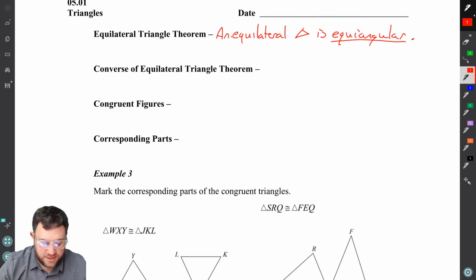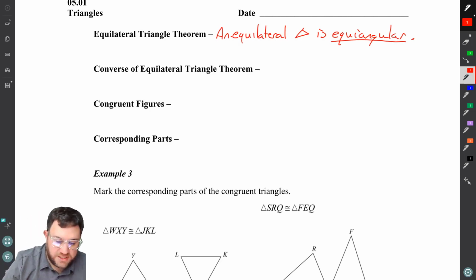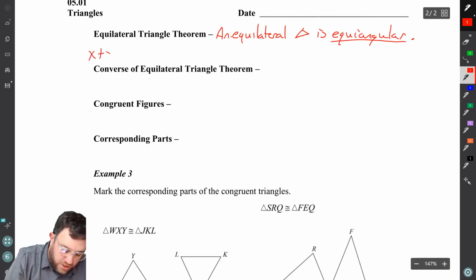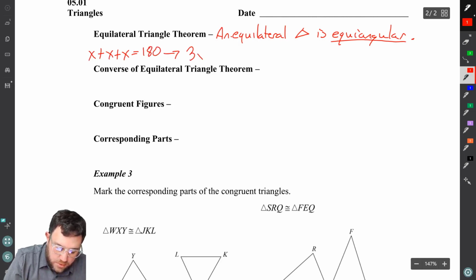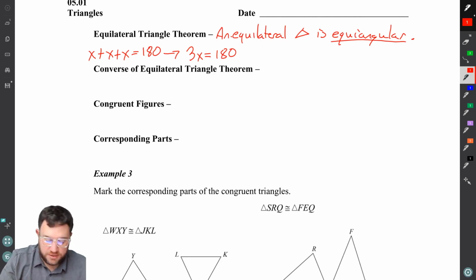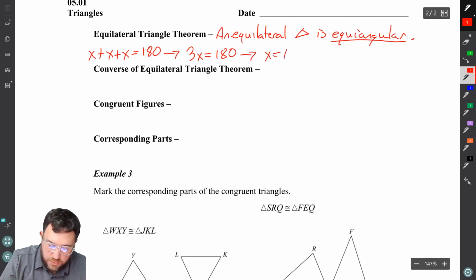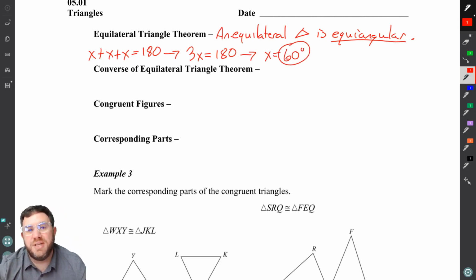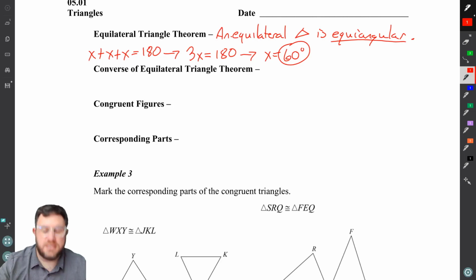And another thing, this isn't really a theorem in and of itself, but if all the angles are the same, and we know they have to add up to 180, then we have x plus x plus x equals 180, so 3x equals 180. So we know that all of those angles are going to be 60 degrees in an equilateral triangle. Always, doesn't matter how big it is, if it's equilateral, each angle is 60 degrees.